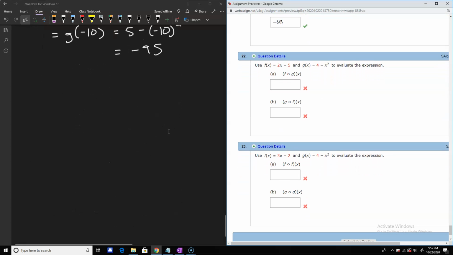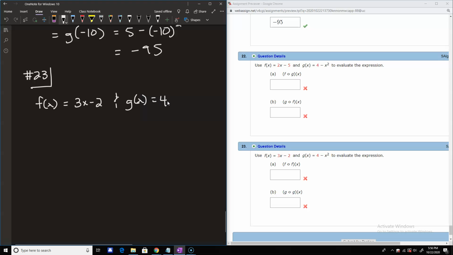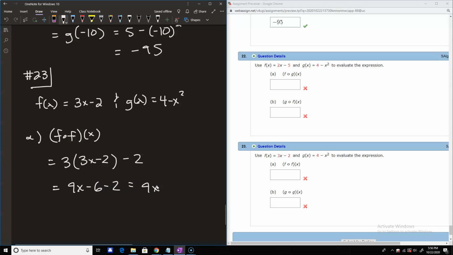Then let's go ahead and look at number 23, where we're doing the same thing, but we're just finding some formulas. So if we have f of x here is 3x minus 2, and g of x is 4 minus x squared. For a, we want to do f of f of x. So we actually want to compose f with itself. So that means we take the formula for f, and then this x that's being multiplied by 3, we just replace that x with the whole formula again. So this is 3 times (3x minus 2) minus 2. And then if we want to simplify, we can distribute. So we get 9x minus 6 minus 2, and that finishes up with 9x minus 8.